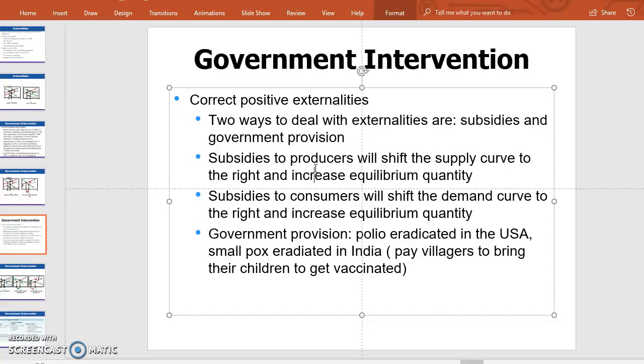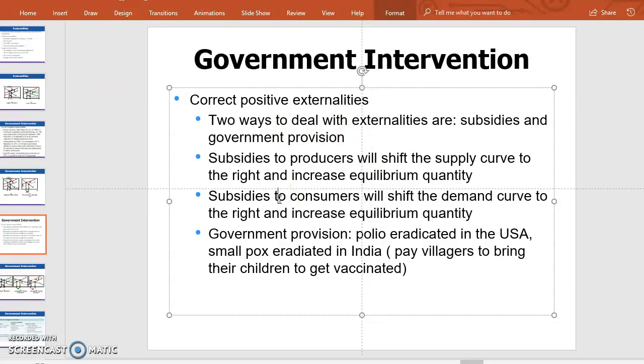This is one thing. Subsidy is when producers produce, the government will pay the producers. That is subsidy, and this is the opposite of the tax. When the government gives subsidy to the producers, it will encourage the producers to supply more, and they will supply more. Then the supply curve will shift to the right, and this will increase equilibrium quantity. This will solve the problem of under allocation in case of positive externalities.